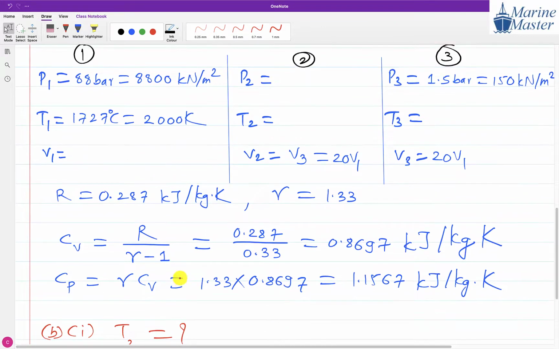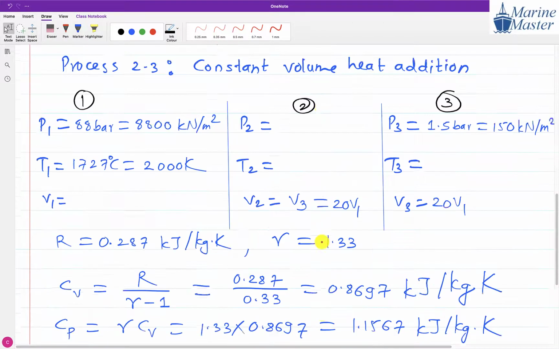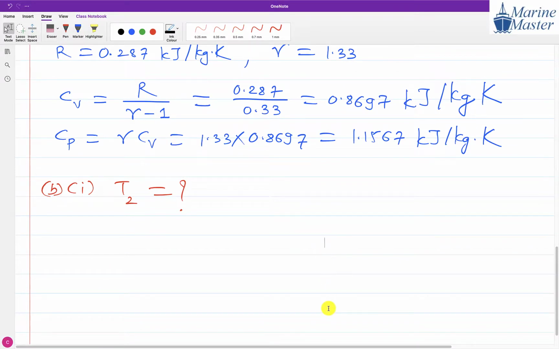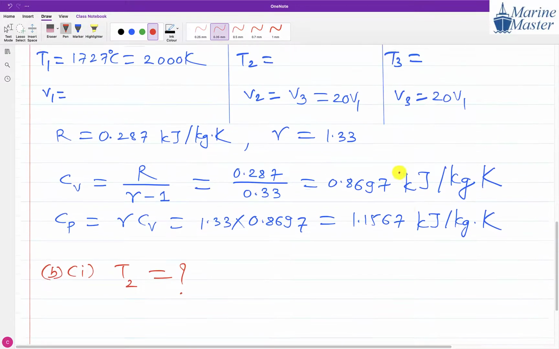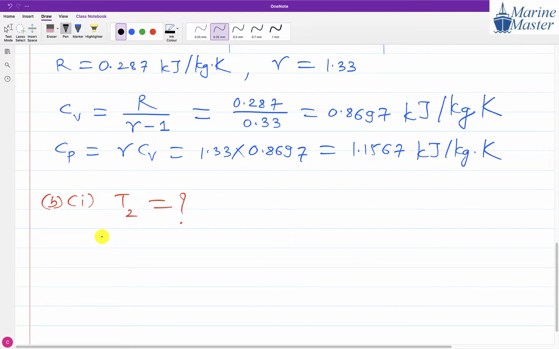For that purpose, just observe this. We have process 1 to 2, which is a polytropic expansion. Now what is the relation between temperature and volume for a polytropic process? From the equation of state, T2 upon T1 is equal to V1 upon V2 raised to the power n minus 1.